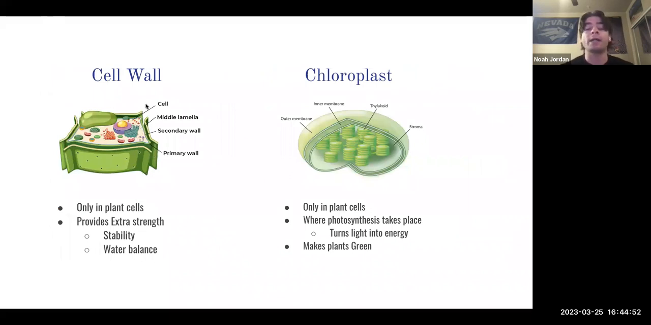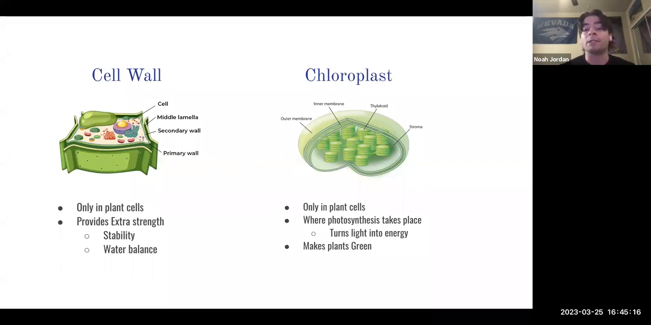And these are two organelles that are only found in plant cells. First we have the cell wall. As it says here, it's only in plant cells, and it provides extra strength and stability and helps with water balance. Plant cells need these tougher cell walls in order to have enough strength to hold themselves together, because unlike animal cells, they don't have bones. So the cells need to be a little bit stronger.